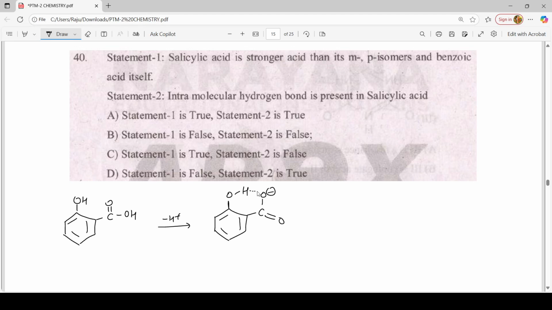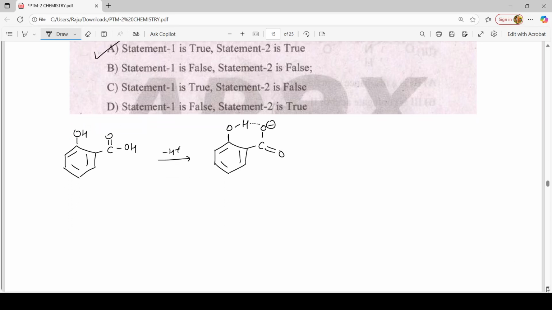So there is intramolecular hydrogen bonding. Because of this intramolecular hydrogen bonding, salicylic acid is a stronger acid than the meta isomer and para isomer, even when compared to benzoic acid. Both the statements are correct. Statement 1 is true and statement 2 is also true.